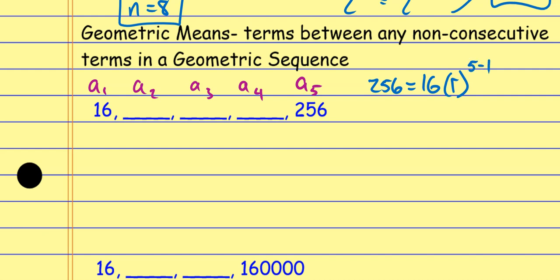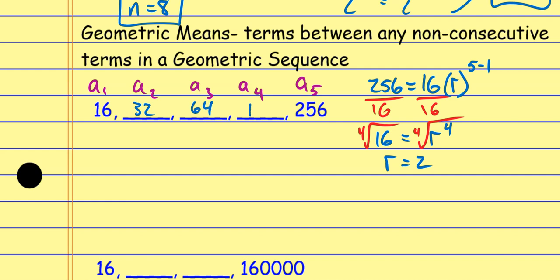And so from here, I just plug away. Here I divide each side by the 16, which gives me 16 equals R to the fourth power. And now I take the fourth root of each side. And what I get is R equals 2. That's not what the question asked for. It asked me to fill in these blanks, so times 2 is a 32. Times 2 is a 64. Times 2 is a 128. Times 2 is a 256. It automatically checks itself.